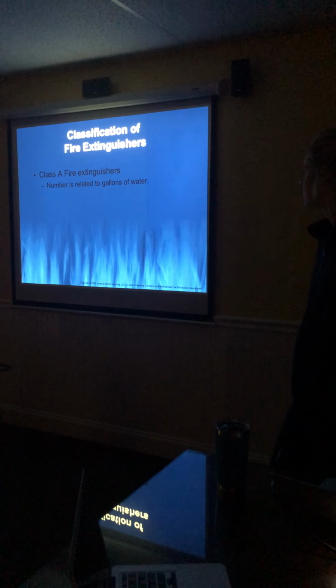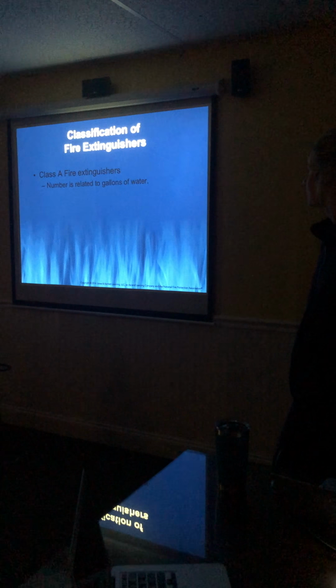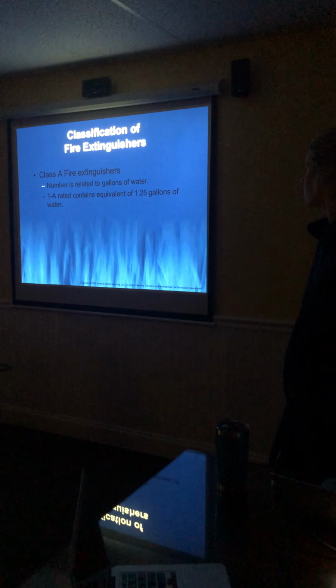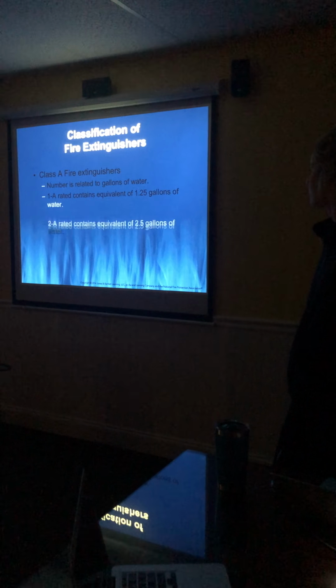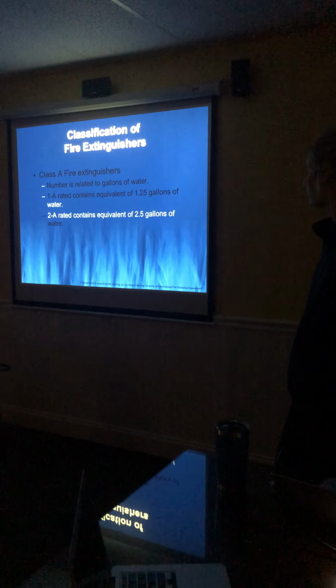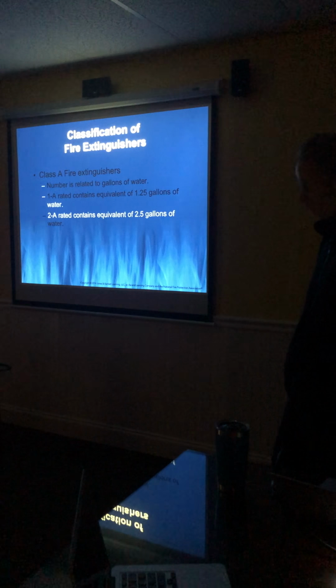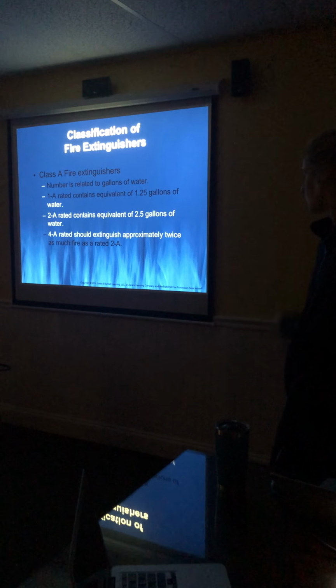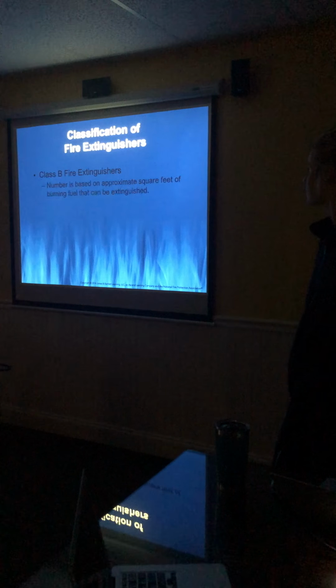Class A fire extinguishers, the number is related to gallons of water. 1A is equivalent to 1.25 gallons of water. 2A, 2.5 gallons of water. And then the 4A is twice the amount of a 2A rated extinguisher.